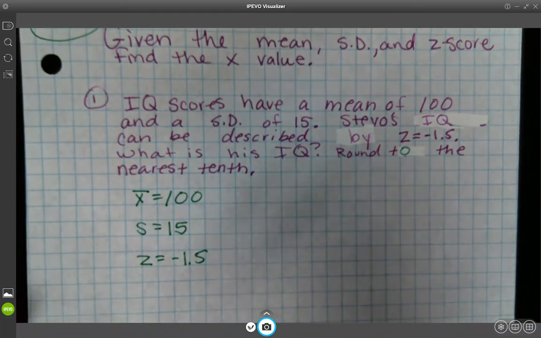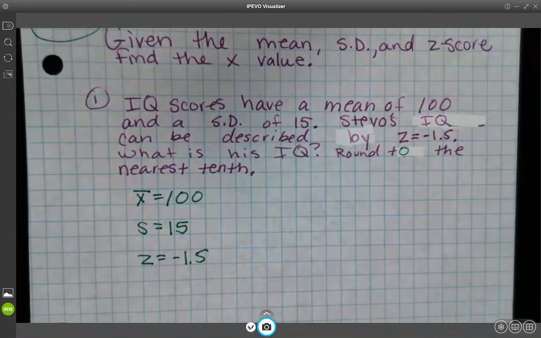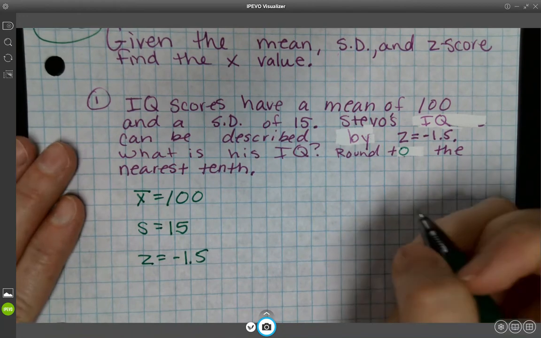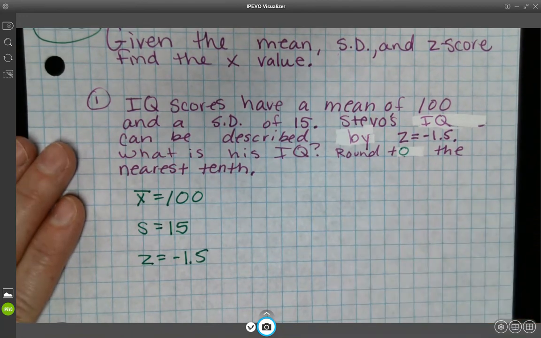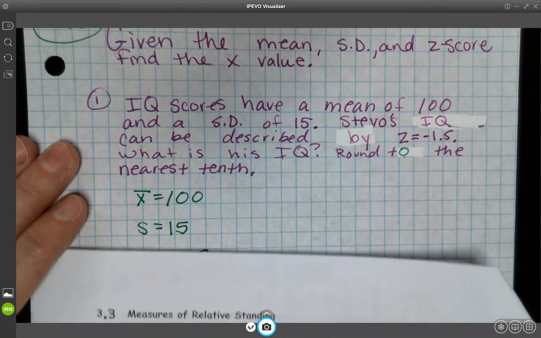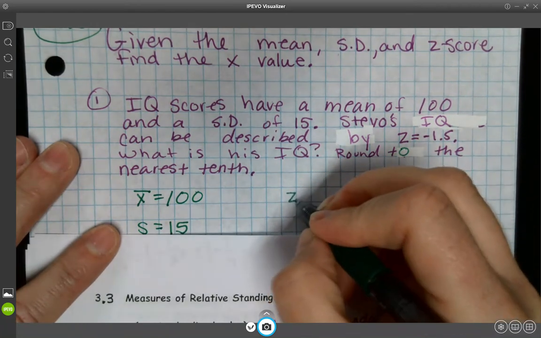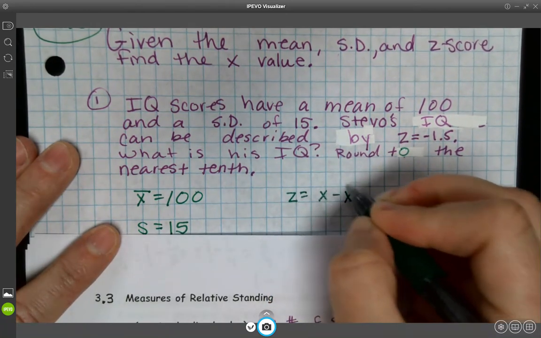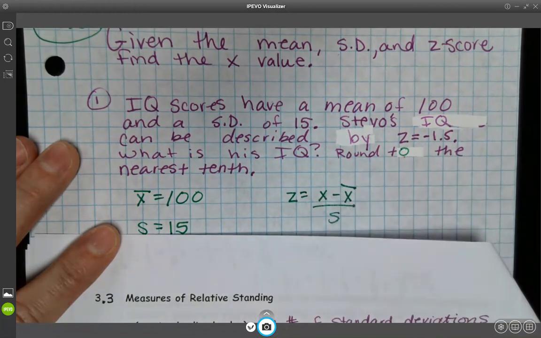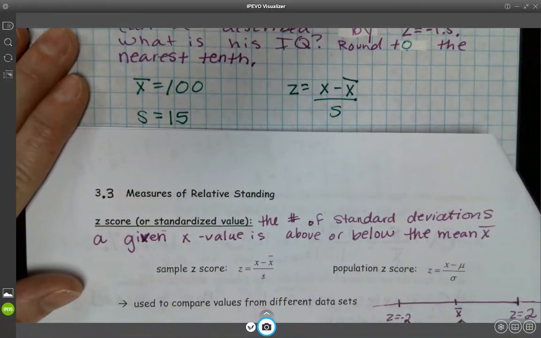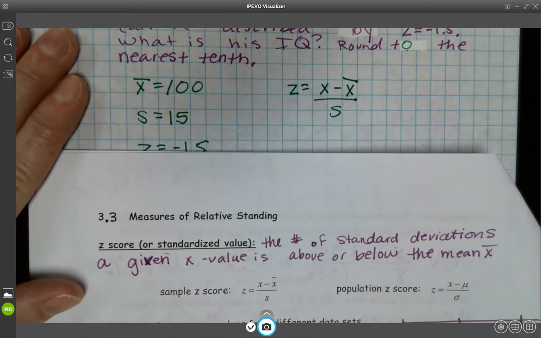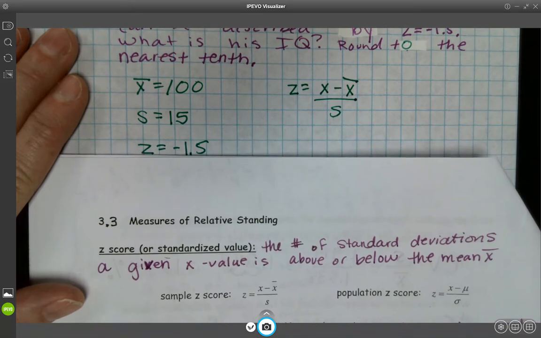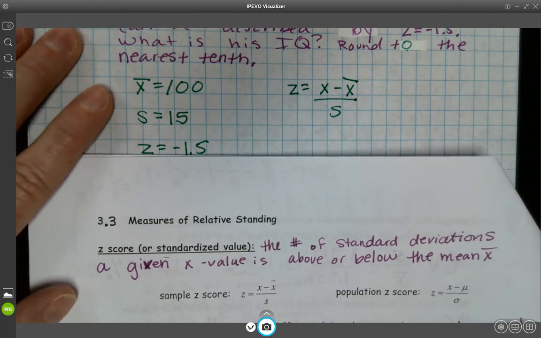If you're given a negative z-score, that means it's going to be below your mean. So we could use that same formula. Let's look back at our notes for that formula. Z equals x minus x bar over s. That's right here. So it's saying it's negative 1.5 standard deviations, well, 1.5 standard deviations below the mean.